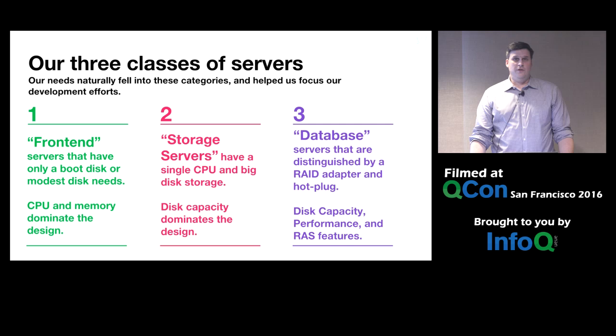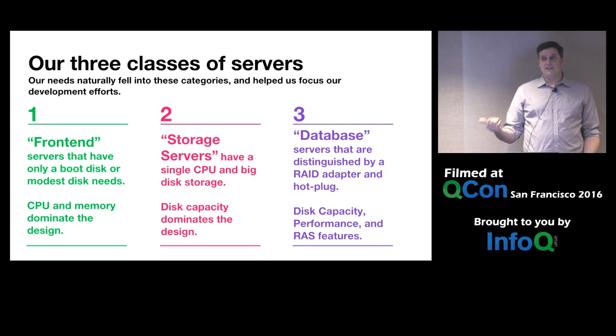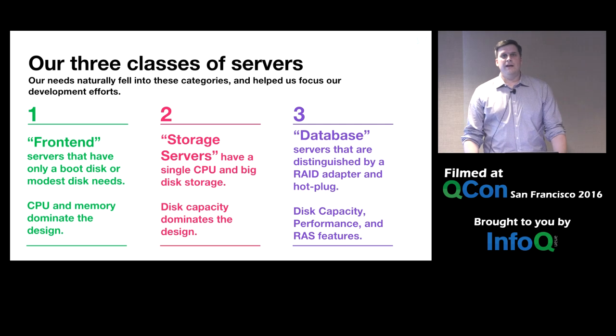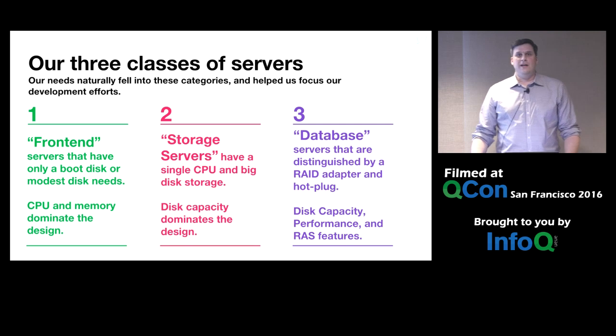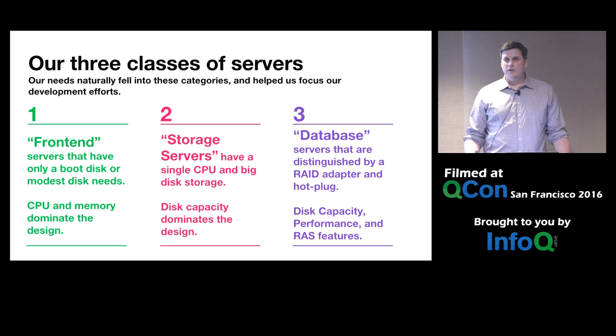Then the third kind of server that we found we were buying were database servers. And this is your no compromise server. You want hot plug, you want a RAID card, you want to make sure that it has plenty of memory and plenty of compute power, so that no matter what you throw at it, when data consistency is the most important thing you want out of it, you've got it.